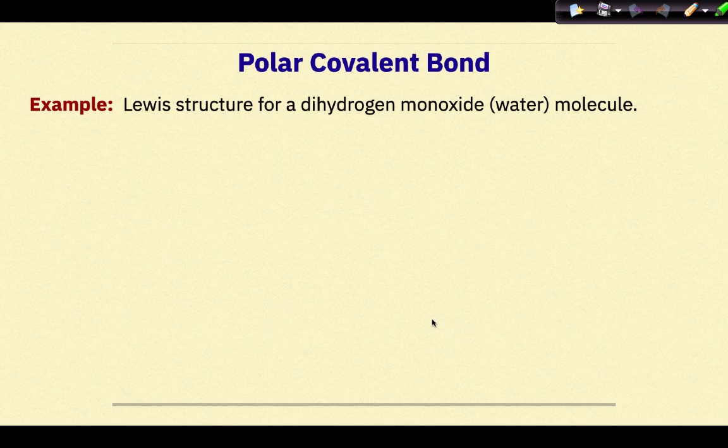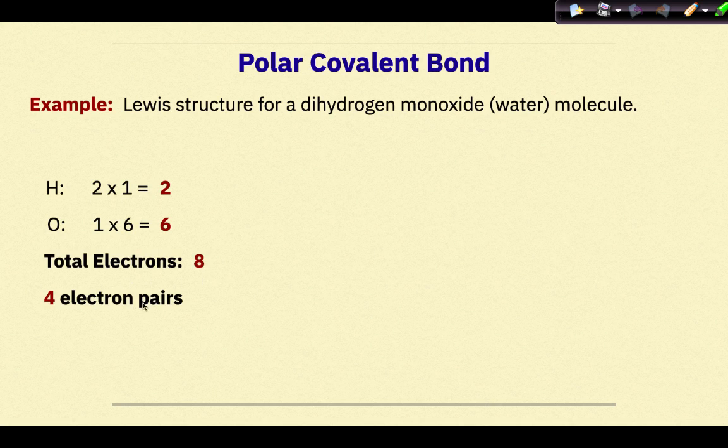Let's look at another example, looking at dihydrogen monoxide, more commonly known as water. In water, we'll have 2 hydrogens with 1 valence electron apiece for a total of 2 electrons, and 1 oxygen with 6 valence electrons for a total of 6 electrons. Add those together, and we'll have a total number of electrons equaling 8, or the equivalent of 4 electron pairs.